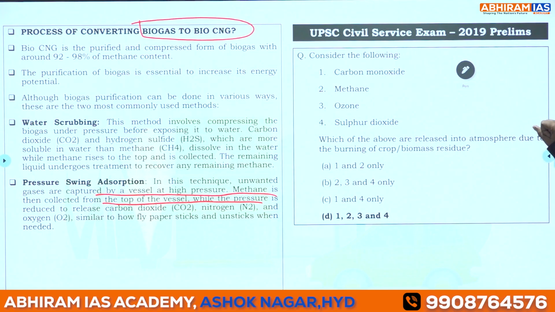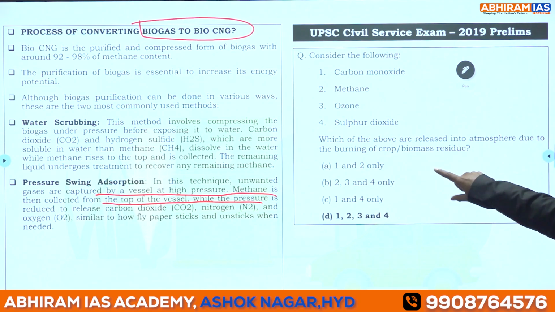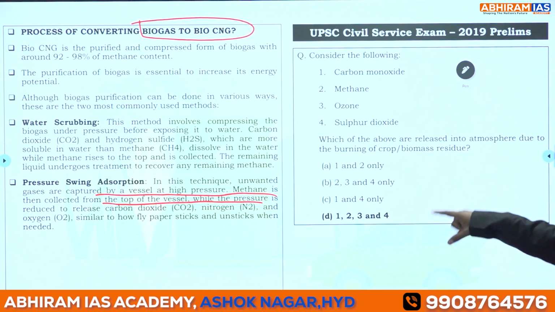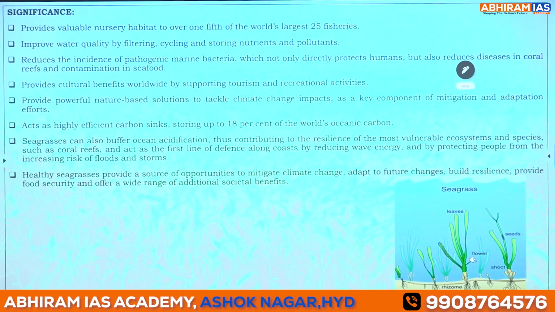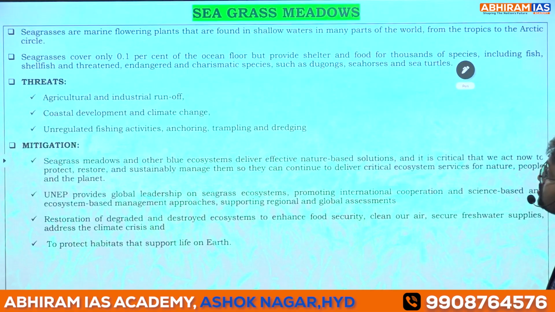Now, which of the above is released in the atmosphere by burning of crop or biomass residue? It is all four: carbon monoxide, methane, ozone, and sulfur dioxide. Okay. So we have studied about methane so far.